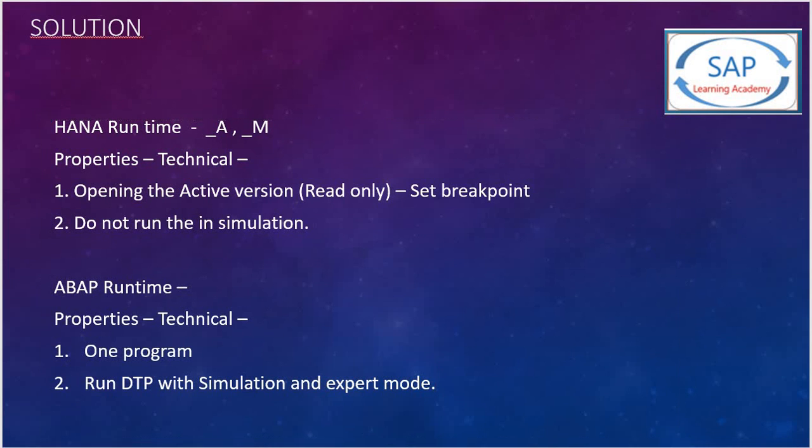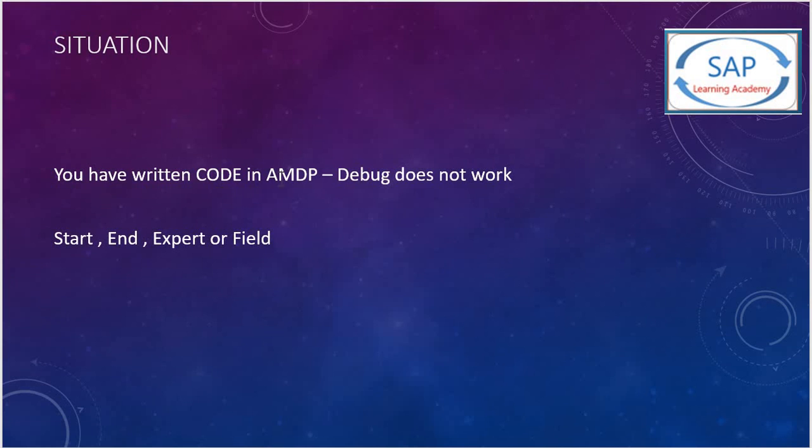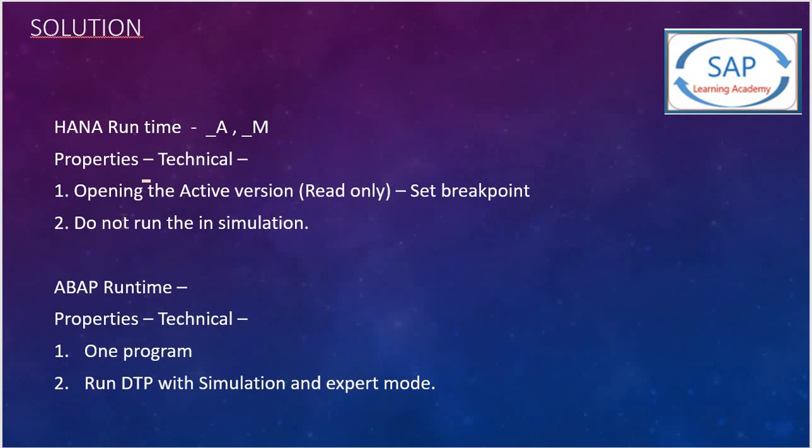So we started with the debug rules. We had the situation that the debug doesn't work when you are doing it. So that is the concept, with the runtime information, that you have to look into. I hope I could give you some information.